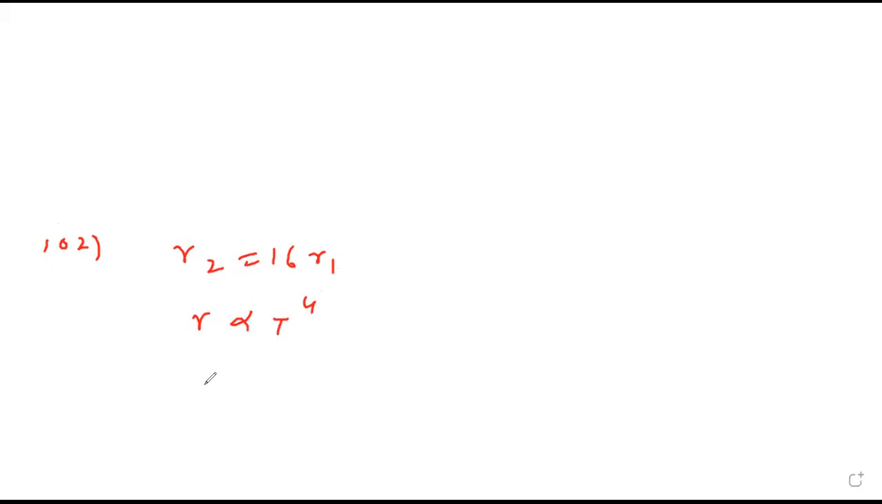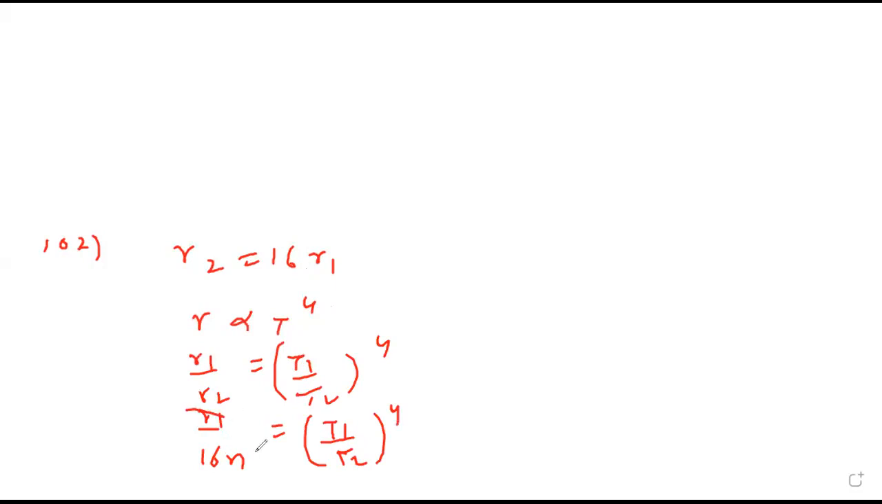But does it directly click? Do you follow why I said 2 times? Because 2 raised to 4 is 16. If it doesn't click, then you have to write this ratio: R1 upon 16 R1 equals T1 upon T2 raised to 4. So 1 upon 16 to the power 1 by 4 is 1 upon 2, which is T1 by T2. That means T2 is 2 T1.